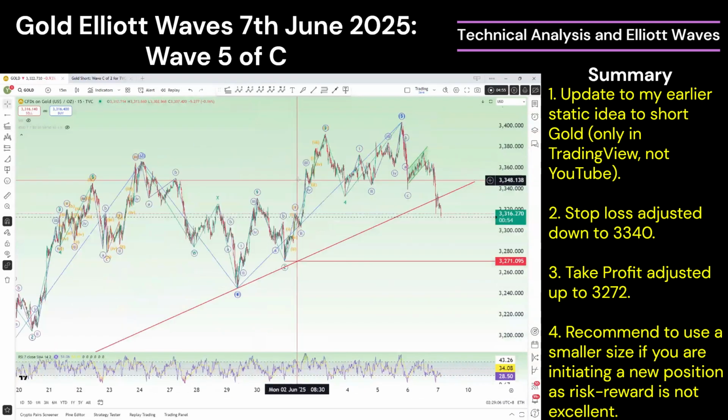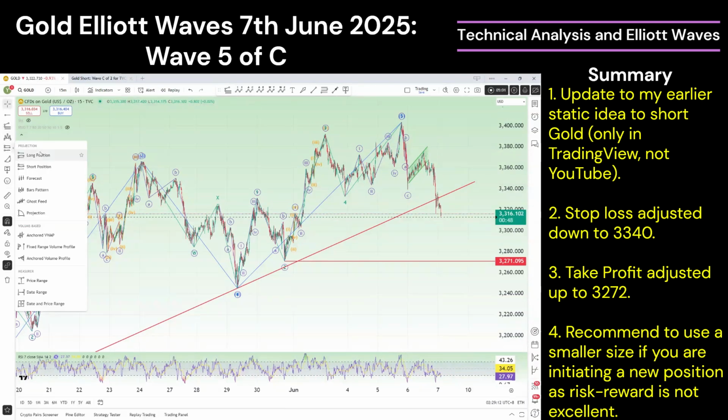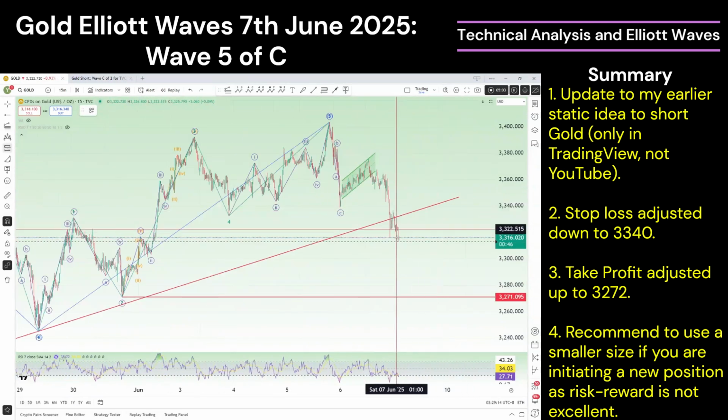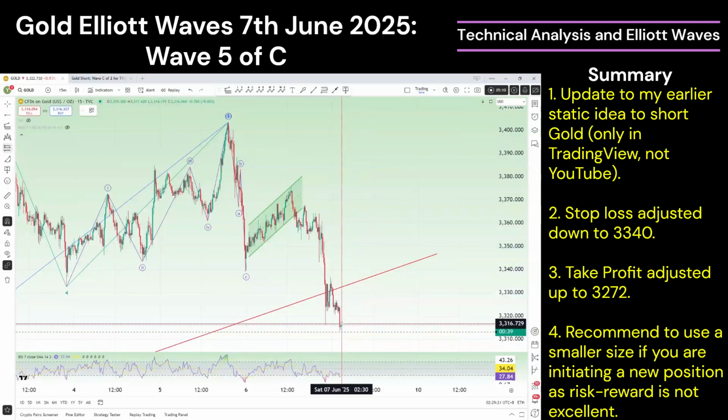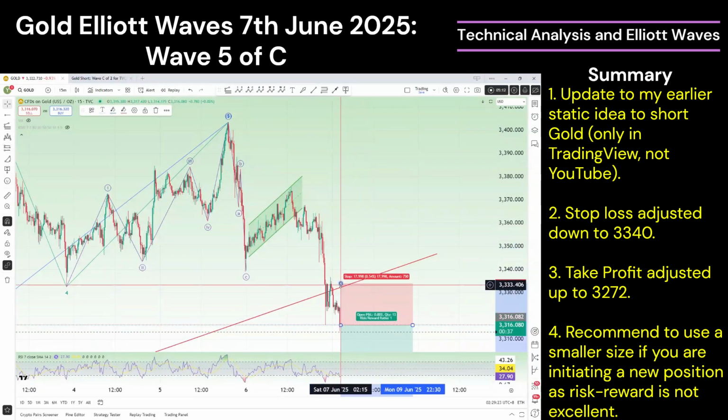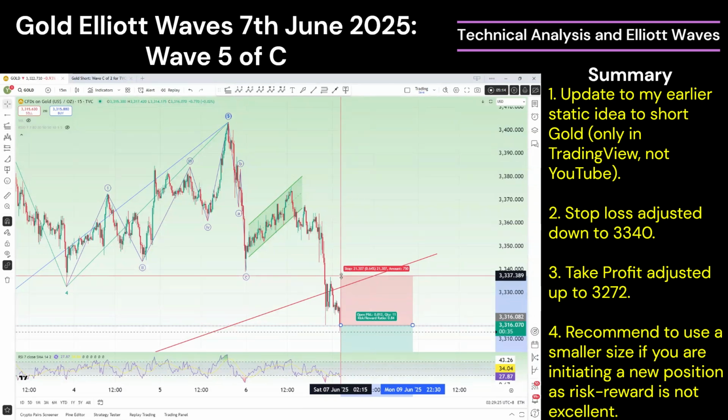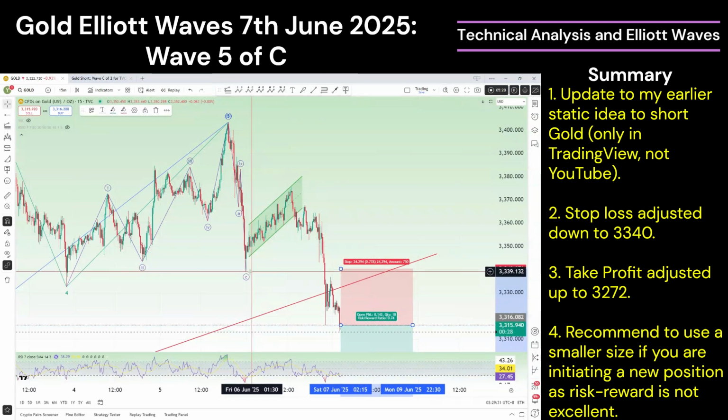So I would say that this is the idea for gold. And let me just put in this short position so that we can discuss where you want to put in the stop loss. Okay, so I think the stop loss is actually here. Maybe you extend it a bit up to 3340. The reason is because there is one resistance here, and there's one more here that is a support turned resistance, so slightly above this.